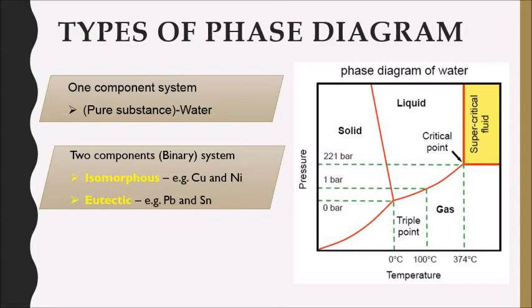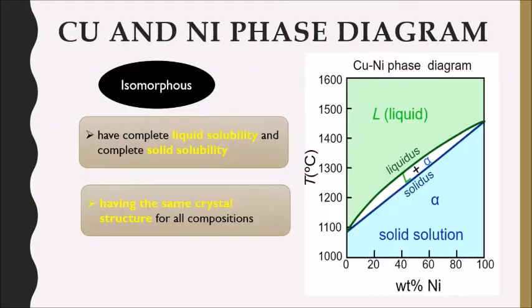Next is the critical point. Critical point is a point at which both liquid and gas phases of a substance have the same density, and it is the endpoint of the phase equilibrium curve. Lastly is supercritical fluid, which is any substance at a temperature and pressure above its critical point, where liquid and gas phases do not exist.